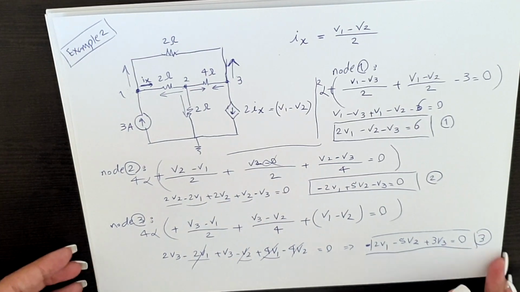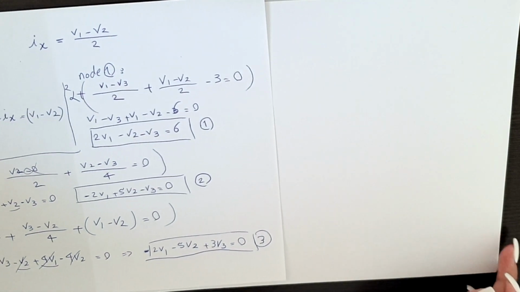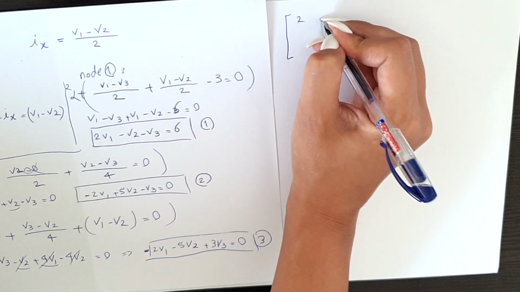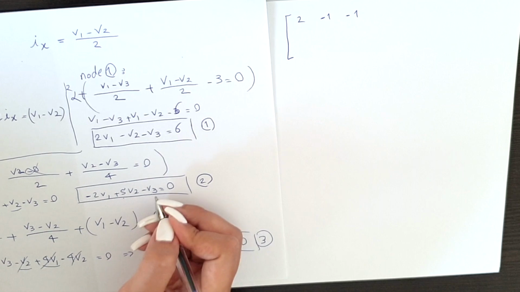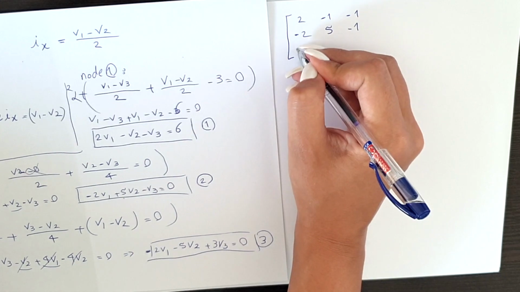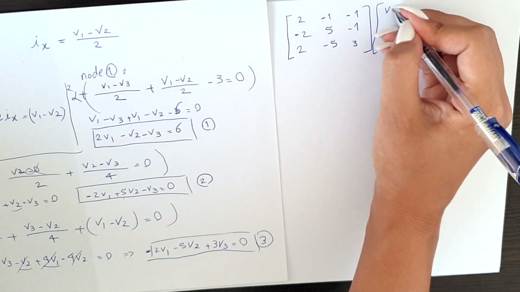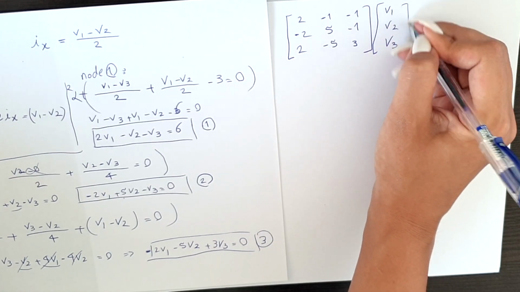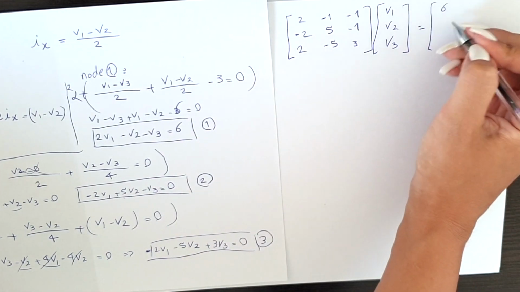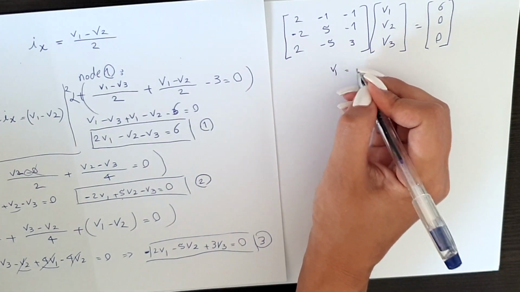How do we do that? We write our matrices. The matrix is 2, minus 1, minus 1; minus 2, 5, minus 1; 2, minus 5, 3. And then we have our variables here, V1, V2, V3, and we have our answers here, 6, 0, 0. Then we put this in our calculator, easy, and we find our numbers.